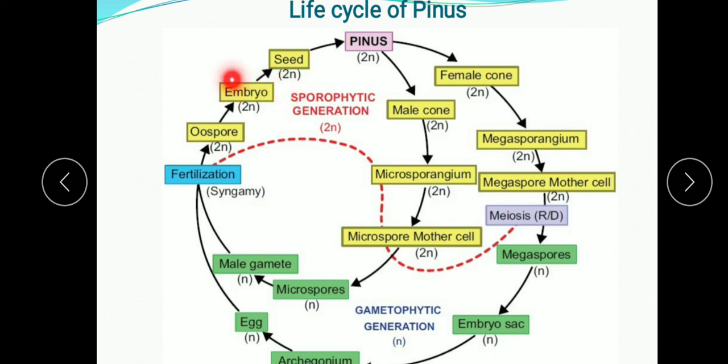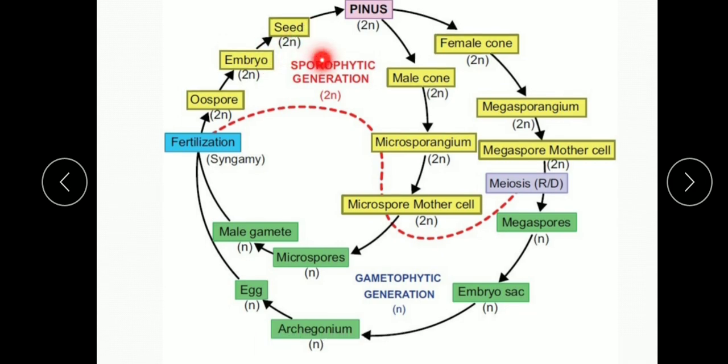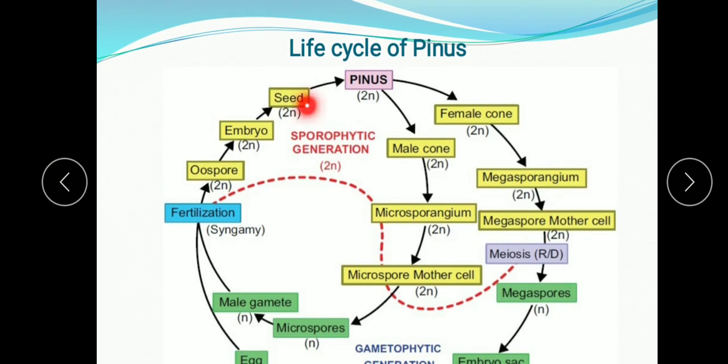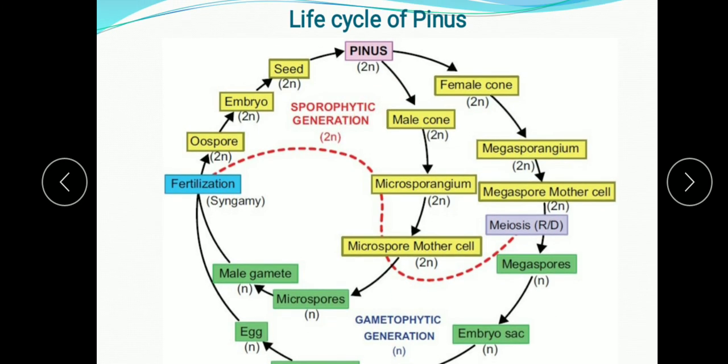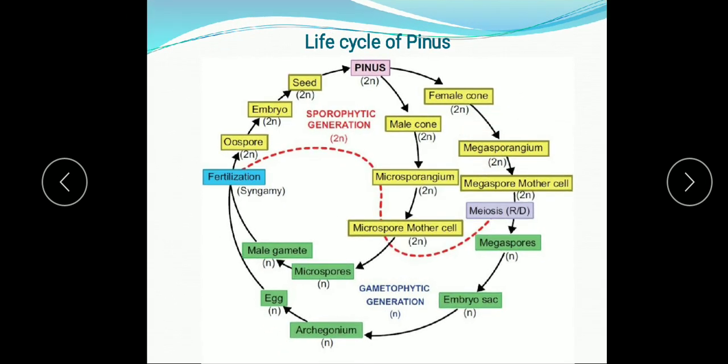You know that the remaining part of the ovule forms the outer covering and the nutritive tissue and all that. So it develops into the seed. Now this seed further germinates and forms the main plant body, which is the sporophyte. So here the sporophyte is the dominant one. So understood, children? This is the life cycle of Pinus.